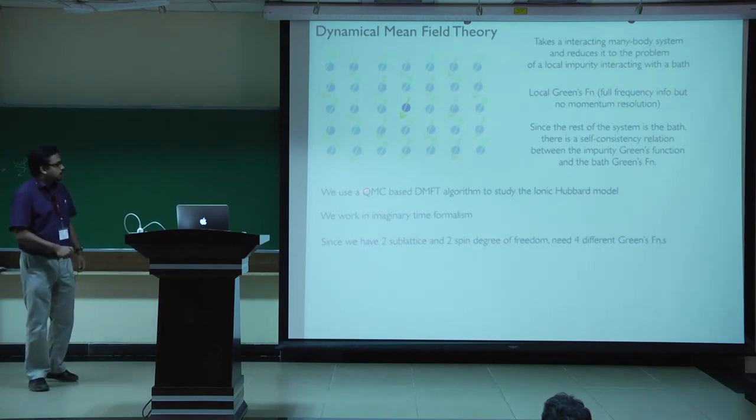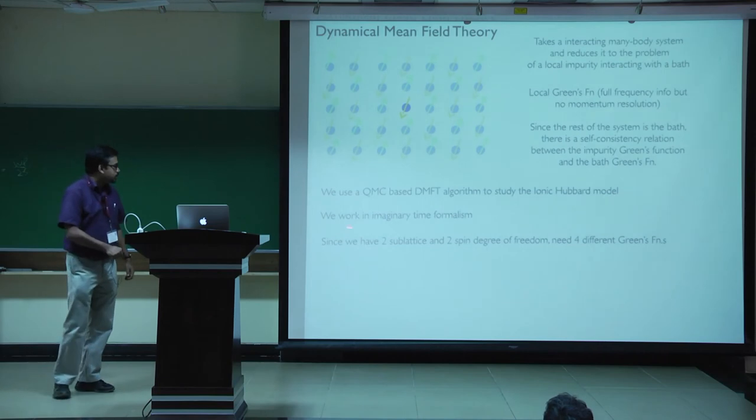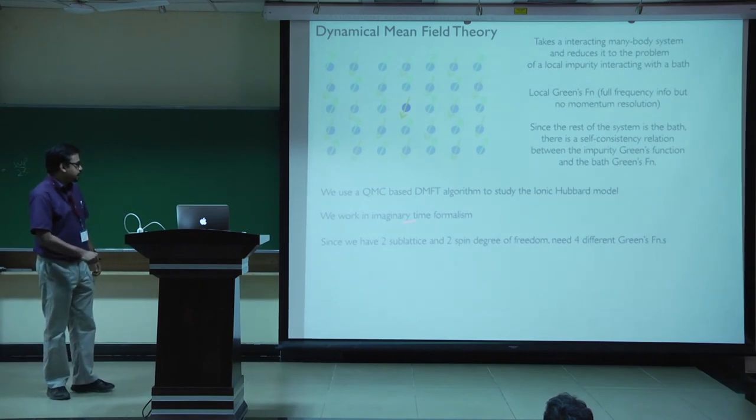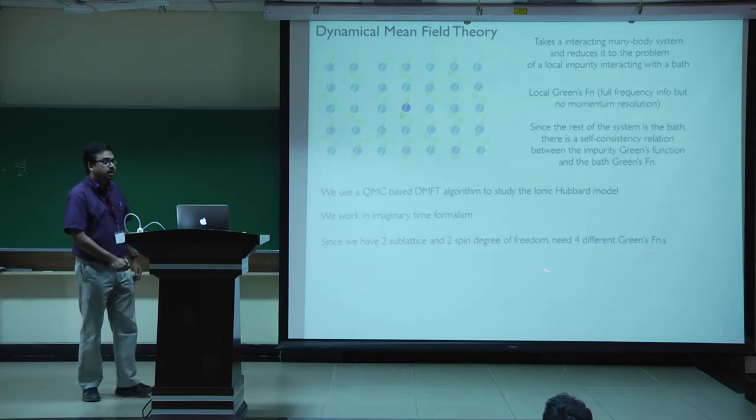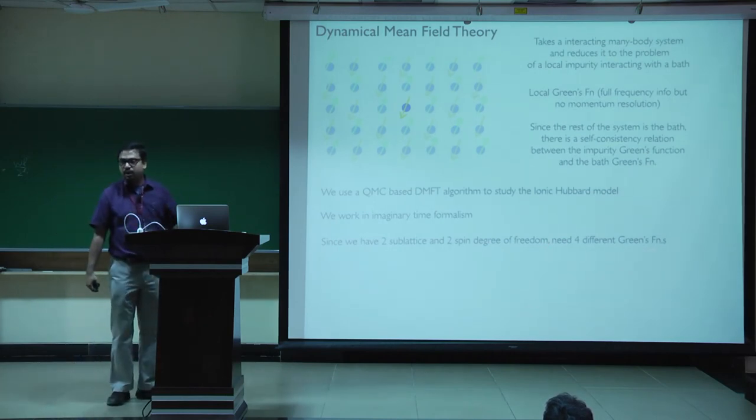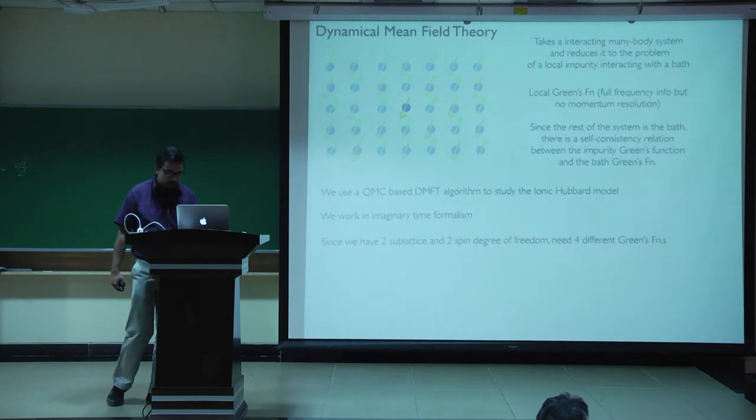So we will use a QMC-based algorithm, and we will work in the imaginary time formalism. And since we have two sublattices and two spins, we actually need four different Green's functions, one for each sublattice, one for each spin degree of freedom.